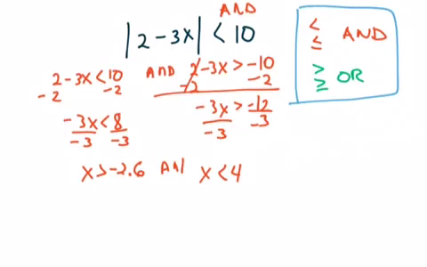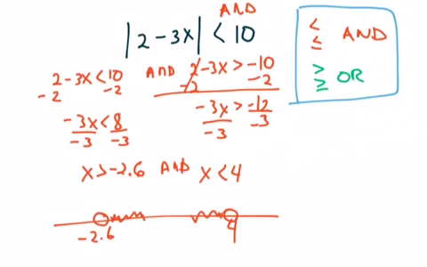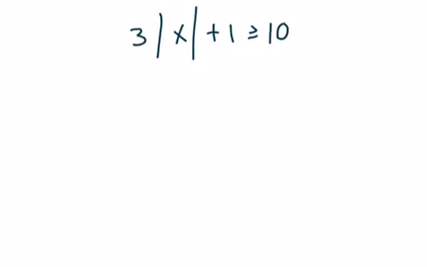So graphing on the number line. These are open circles because they're not equal to. And it's bigger than negative 2.6, but less than 4. So it's this region that's overlapping that shows why it's an AND. In this problem, we have absolute value with greater than, so we can automatically conclude that it's an OR problem.